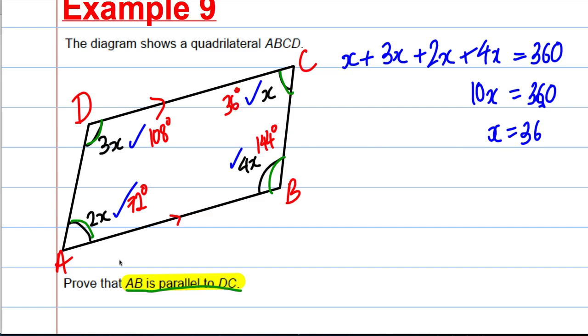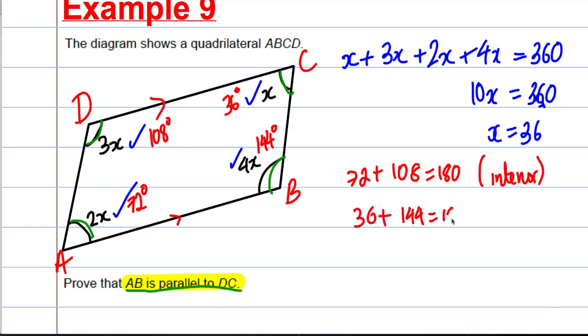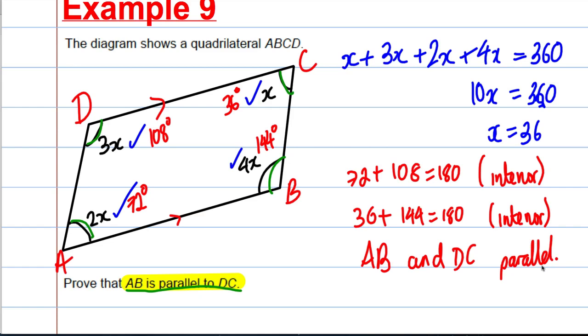Now we need to show they're parallel because 72 plus 108 equal 180, they're interior. And similarly, because 36 add 144 add to 180, they're interior. And the only way this could be true that they're interior is that AB and DC are parallel. And again, that would be a 5 or 6 mark question.